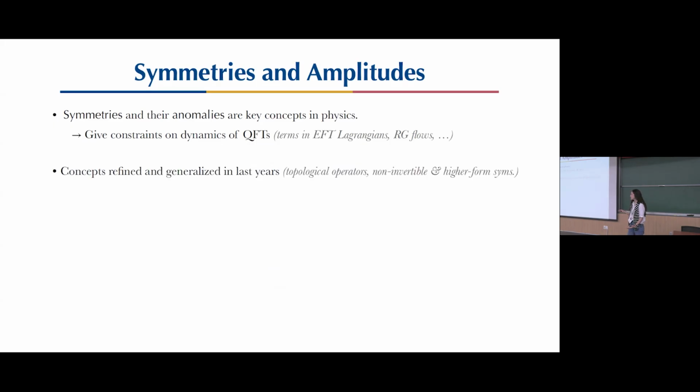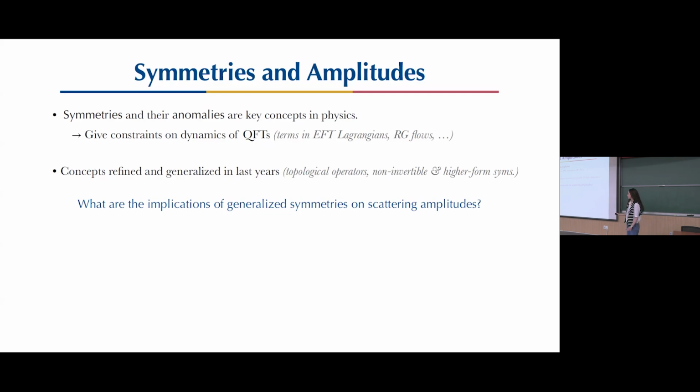And these concepts have been refined and generalized in the past years. So now we have this notion of having topological operators, which allows you to write higher-form and non-invertible symmetries. So the question we're trying to answer here is, what are the implications of these generalized symmetries on scattering amplitudes?